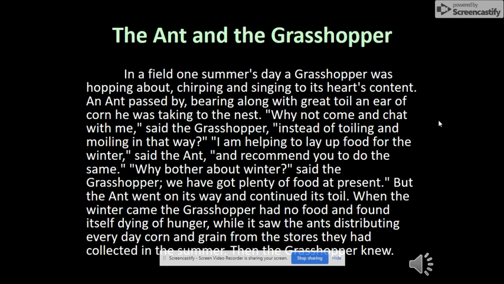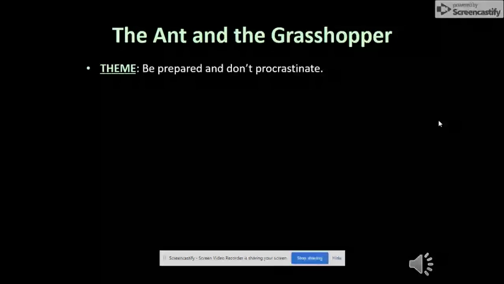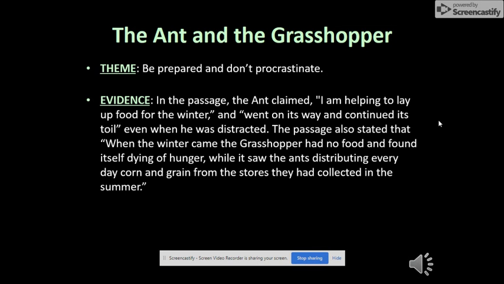Evidence. In the passage, the ant claimed, "I am helping to lay up food for the winter," and went on its way and continued its toil even when he was distracted. The passage also stated that when the winter came, the grasshopper had no food and found itself dying of hunger while it saw the ants distributing every day corn and grain from the stores they had collected in the summer.